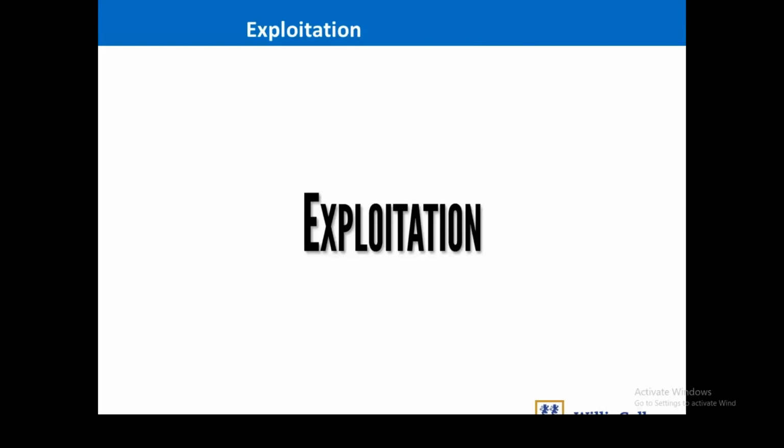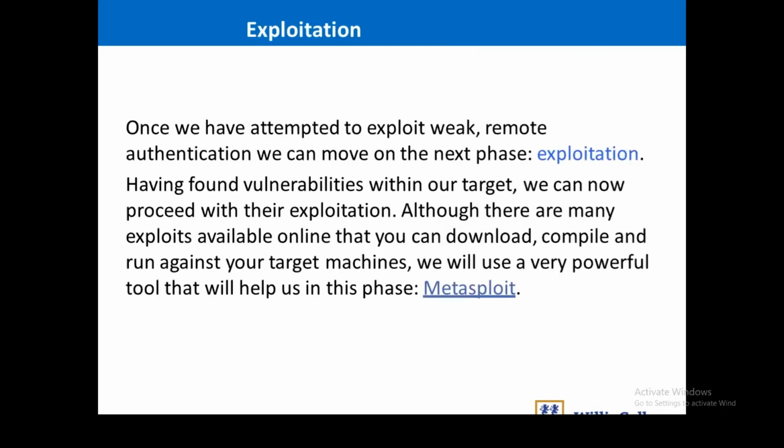Ways by which you can conduct exploitation is just the art of you validating whether the vulnerability exists on a particular target. Once we have attempted to exploit with remote authentication, we can move on to the next phase, which is exploitation. Having found vulnerability within our target, we can now proceed with the exploitation.